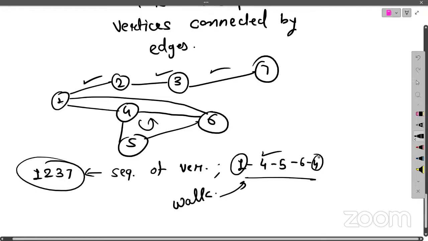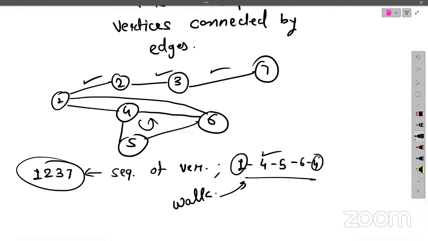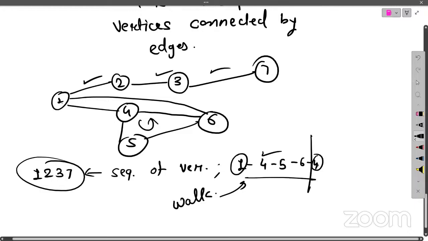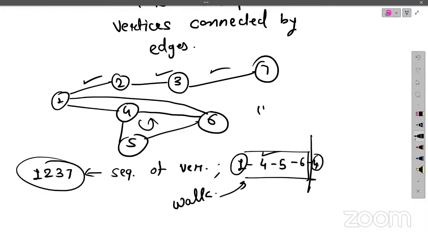But ma'am, can we say here that it's a path from 1 to 6 instead of 4? Yeah, if you break the sequence here, then this will be a path from 1 to 6, taking only the sequence 1, 4, 5, 6. If you take 1, 4, 5, 6, 4, then this is not a path. Why should we connect the path with 4 again, because we already included 4 in the path.